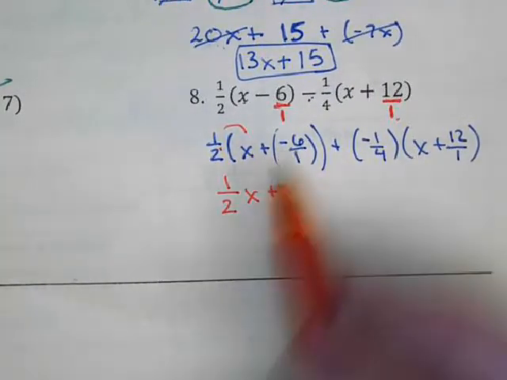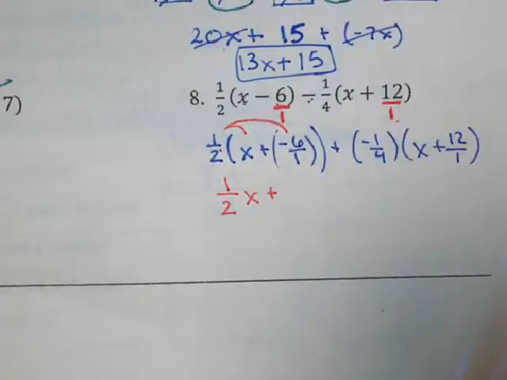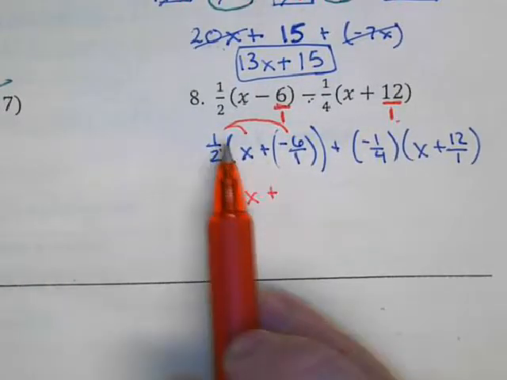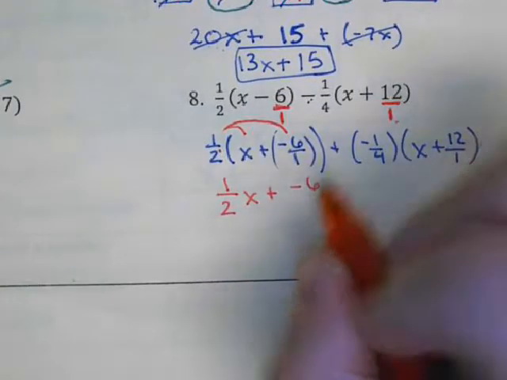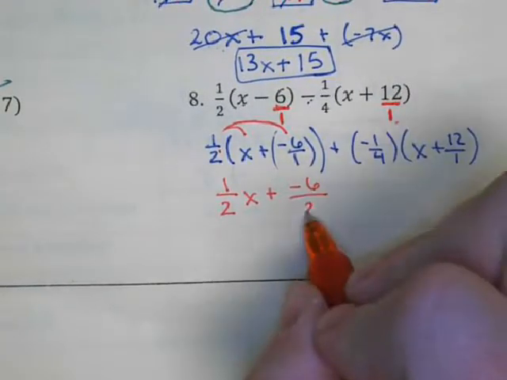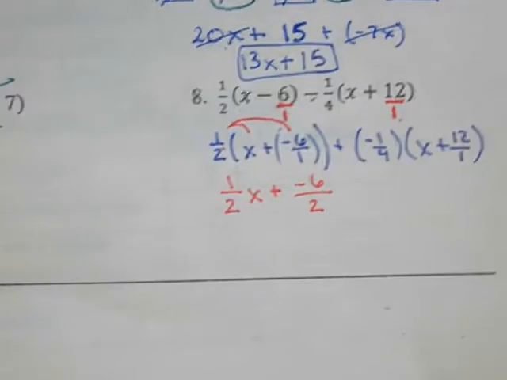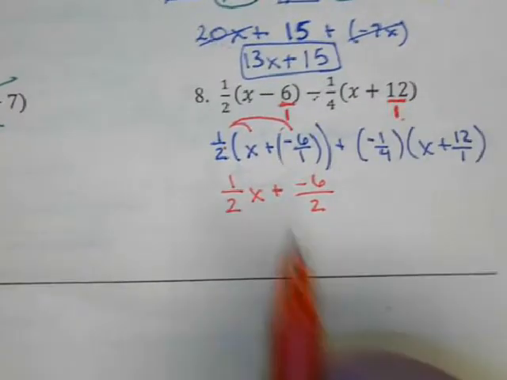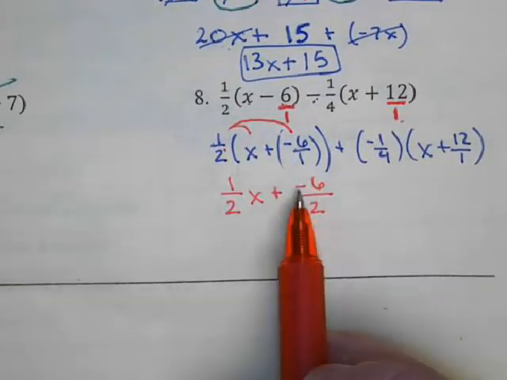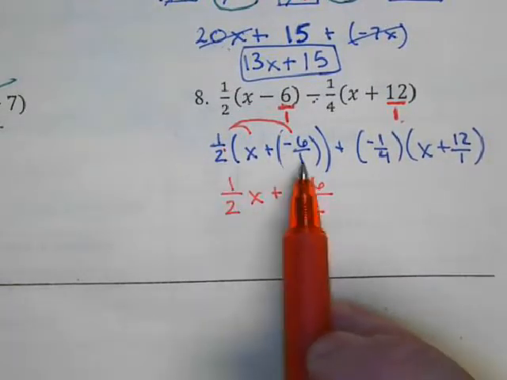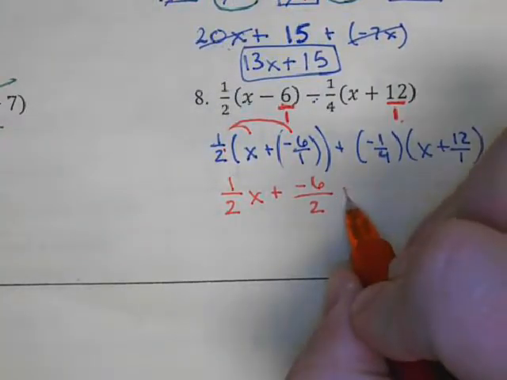1/2 times negative 6 over 1. We don't need to write as much if we know what we're doing. We'll multiply the numerators together. 1 times negative 6 is negative 6, and 2 times 1 is 2. Multiplying fractions, multiply the numerators together. 1 times negative 6 is negative 6. 2 times 1 is 2. Now we'll bring our plus sign down.